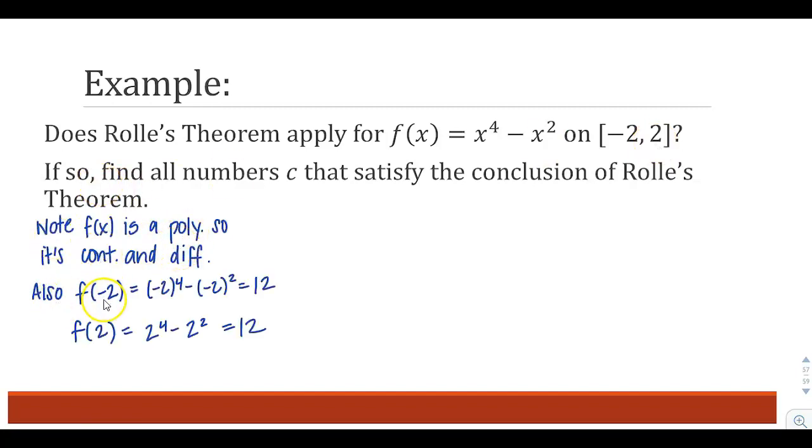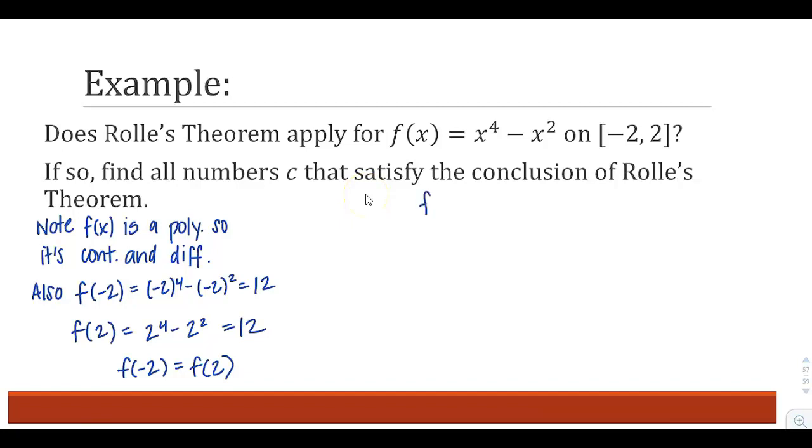We see that f of -2 is equal to positive 12 after substituting it into the x's. If we plug in positive 2, we get the same answer, 12. So we do know that f of -2 is equal to f of 2. So Rolle's theorem applies.